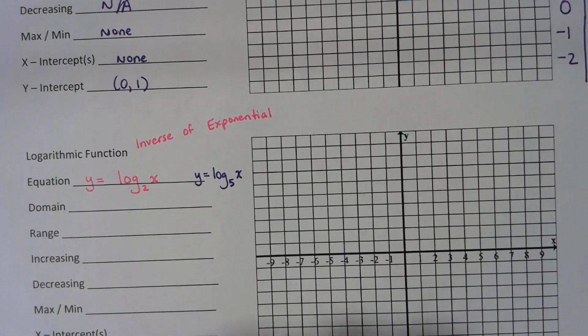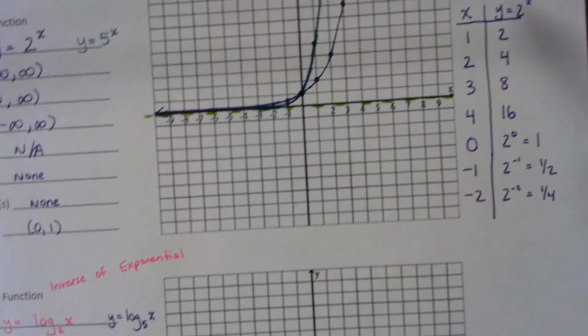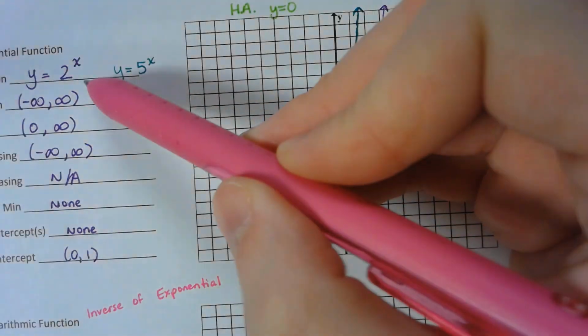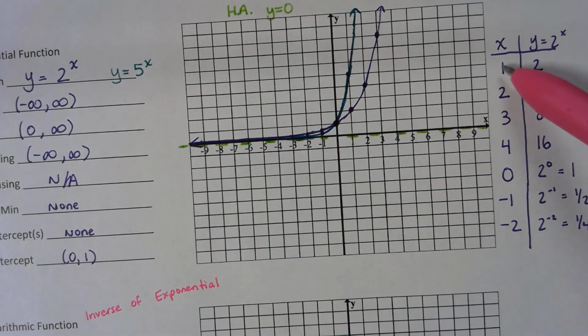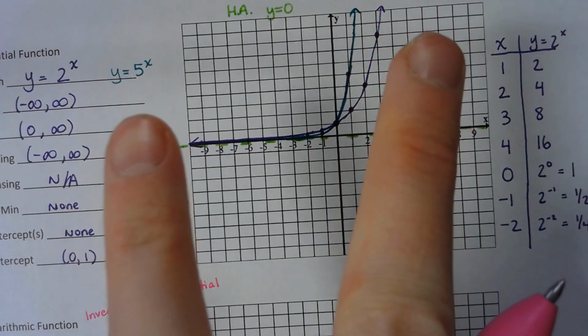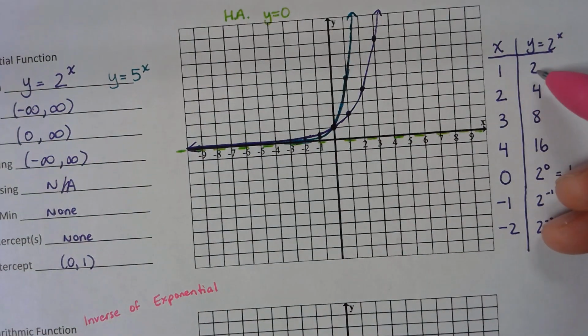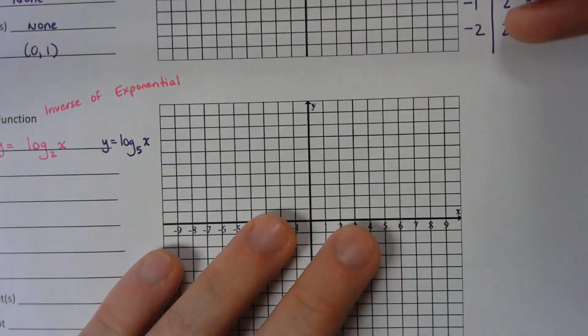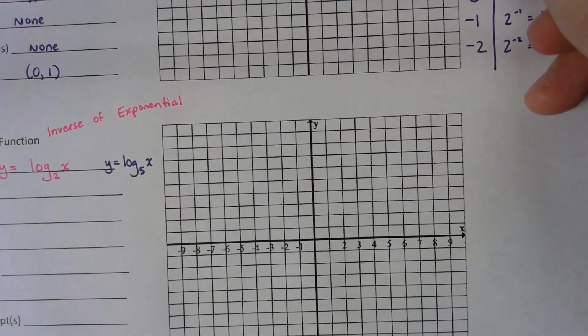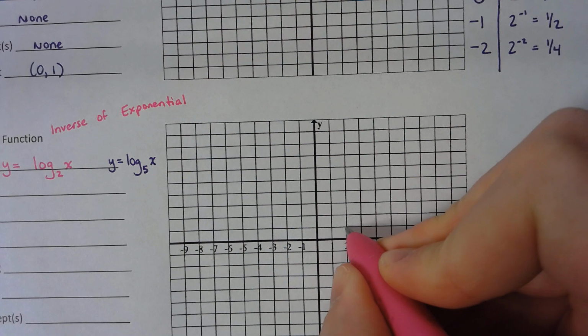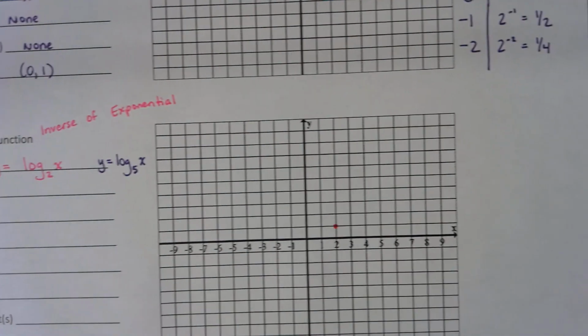So if this is an inverse, what we're doing is we're taking the points that were on 2 to the x, and we are switching the x and the y values. Okay, so this table we made for 2 to the x, we're just going to take those points and flip them. So this becomes my y value, and this is my x value. Right, so we had a point at 1, 2 on the exponential. That'd be a point at 2, 1 on the log.